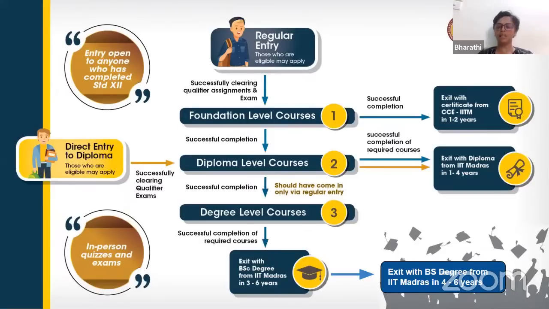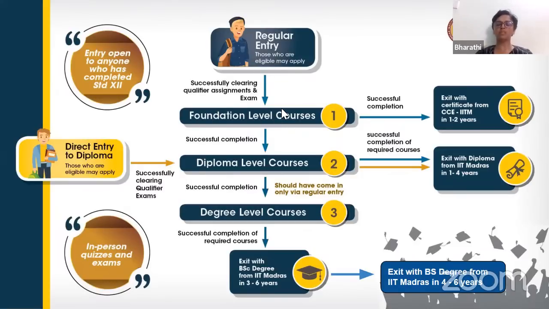So this is the foundation level. We call it the regular entry candidates because we have another entry, which is direct admission to diploma. The students who are watching this particular session are regular entry candidates. You see the gray box at the top, right? This is where you are now. And once you complete your qualifier exam, you'll enter the foundation level.